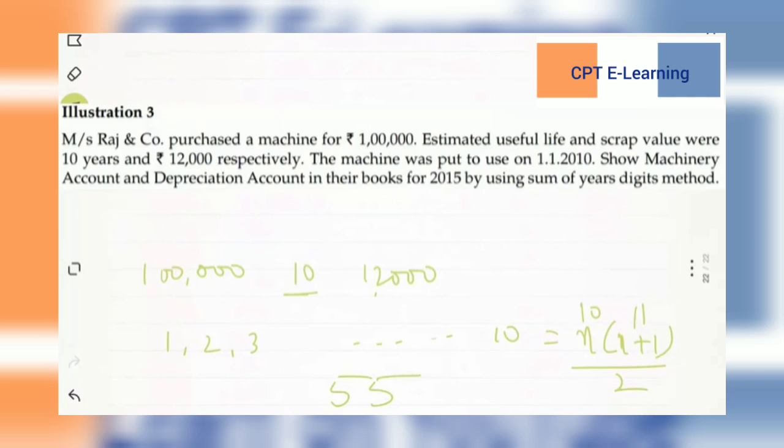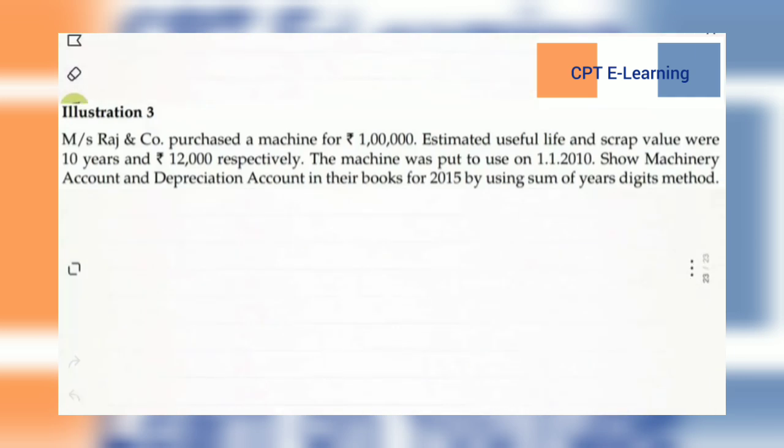Now, the depreciation for first year, second year, third year, fourth year, fifth year, 6th, 7th, 8th, 9th, 10th, right? These are the depreciations. The depreciation for the first year will be 10 divided by 55. The depreciation for the second year will be 9 divided by 55. For the third year will be 8 divided by 55. Are you getting what I'm doing?